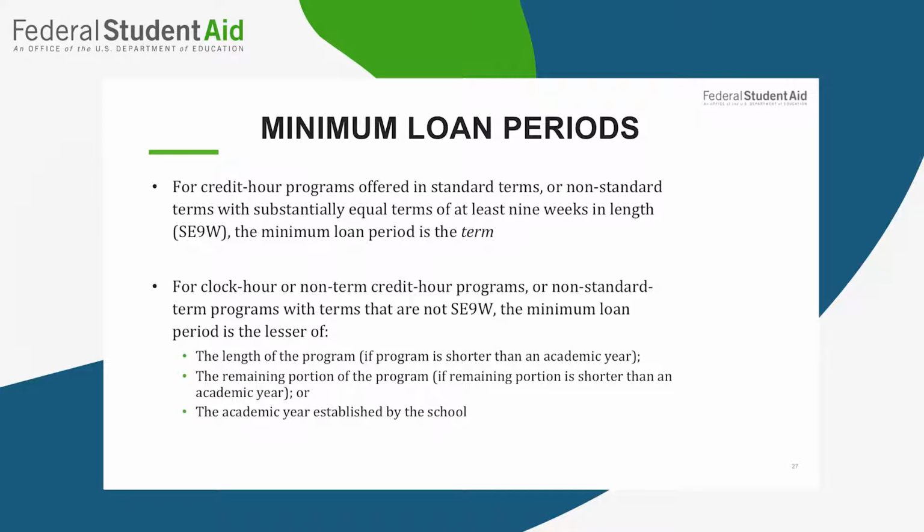But if you work at an institution that has academic programs in clock hours, or maybe non-term credit hour programs, or non-standard term programs that have terms that are not substantially equal in at least 9 weeks in length, the minimum loan period is not the term. It's different. The minimum or the shortest loan period in that situation would either be the length of the academic program, if that program is shorter than an academic year, or the remaining portion of the program, if the student has a remaining portion shorter than your academic year, or the academic year established by the school.